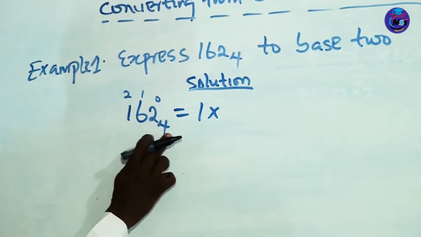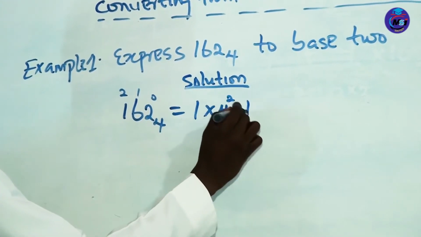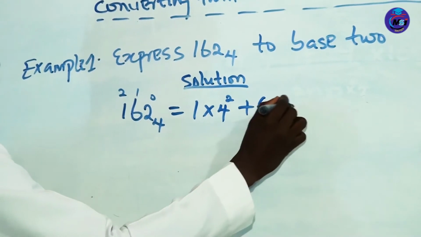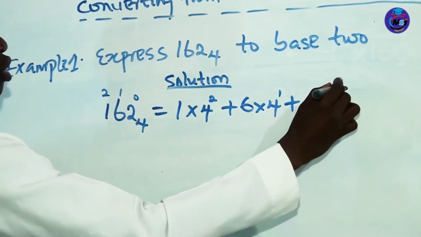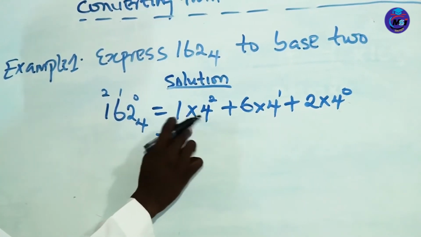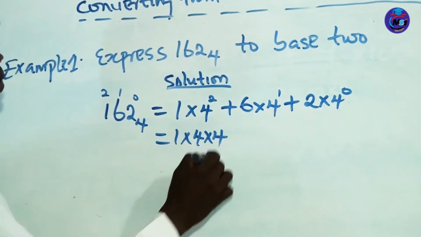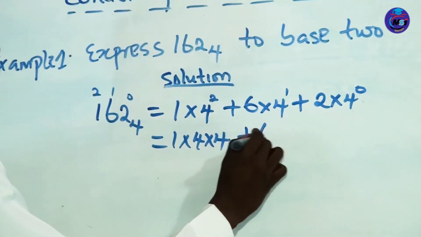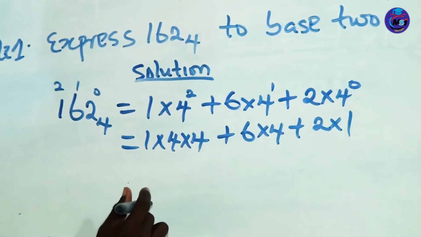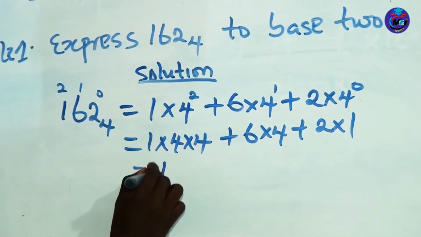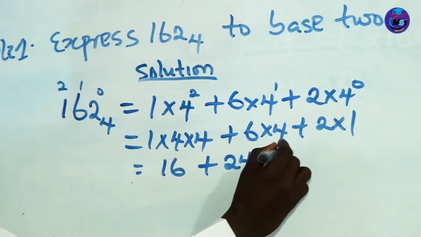1 times 4 raised to power 2 plus 6 times 4 raised to power 1 plus 2 times 4 raised to power 0. So 4 raised to power 2 means 4 times 4, not 4 times 2. Please take note of that. Plus 6 times 4 plus 2 times 1. You get it, right? Okay, 4 times 4 will give us 16. 6 times 4 will give us 24. And 2 times 1 will give us 2.